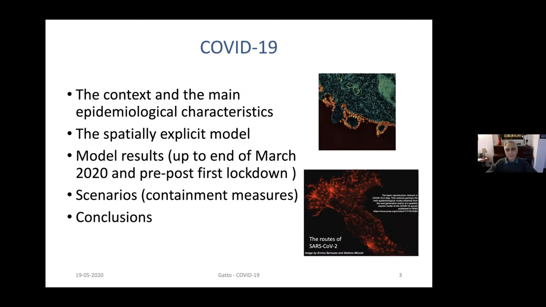Okay, so very briefly, the summary. First, I will talk about the context and the main epidemiological characteristics of COVID-19. Then I will talk about our model that we developed for Italy, which is a spatially explicit model. And then I will illustrate the model results up to the end of March 2020, which was the first month and a half in Italy. And then I will show what might have happened after the lockdown. And I will talk about the scenarios and the possible containment measures, and then a few conclusions.